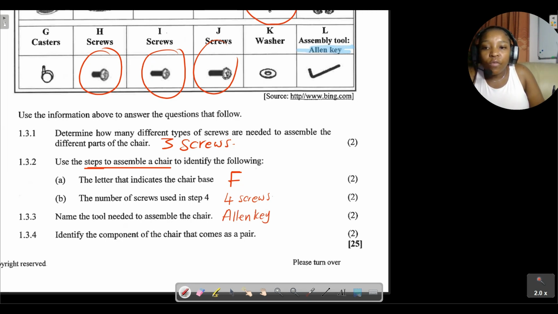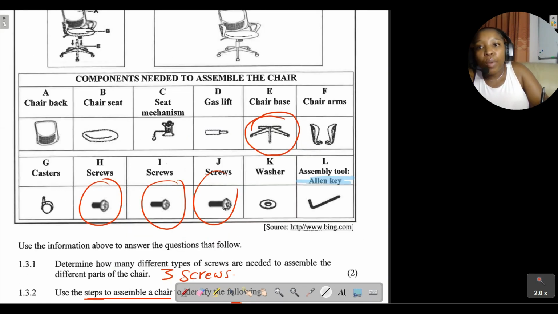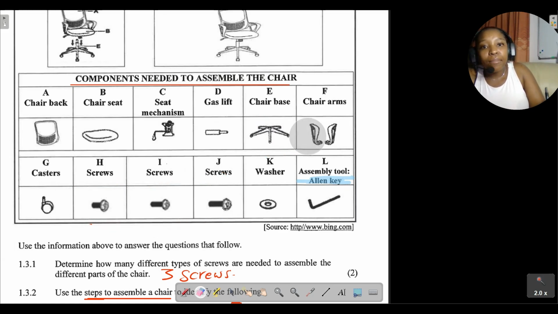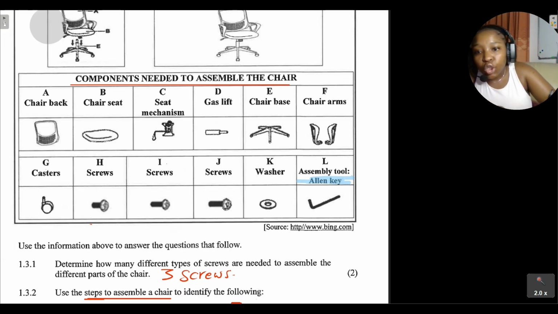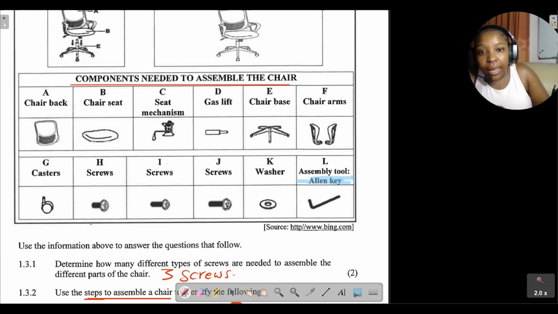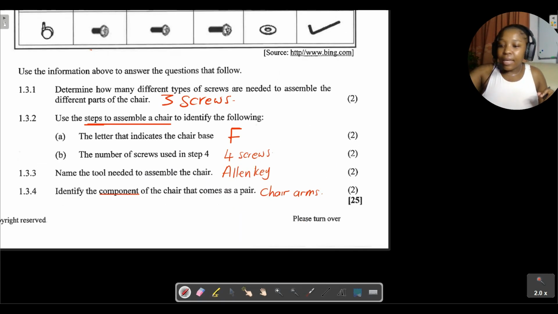Question 1.3.4, identify the component of the chair that comes as a pair. So we're going to look at the components and try to identify which component comes as a pair, comes in twos, right? So which component can we see there comes in twos? It's the chair arms. And that is basically it.